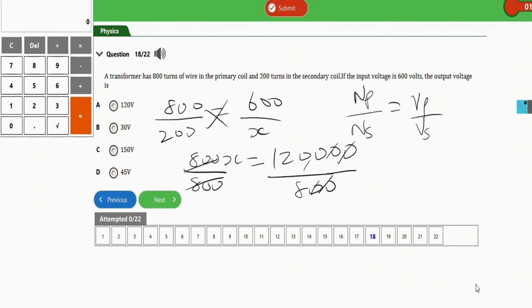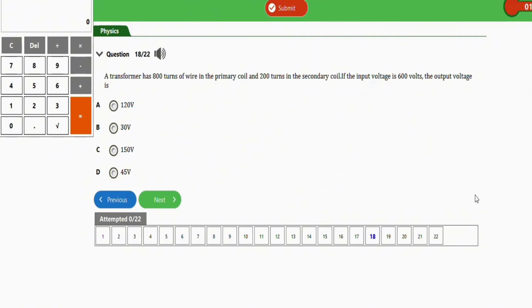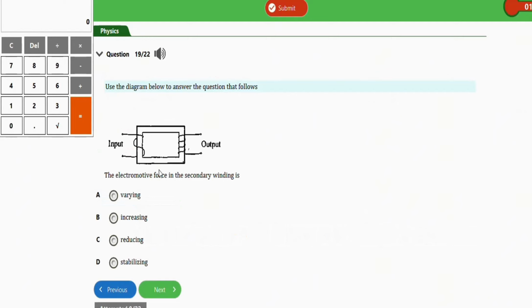So let's wipe this and solve the next repeated question. The next repeated question will be this one. It says the electromotive force in the secondary winding is: varying, increasing, reducing, stabilizing. The right option is option B, which is increasing. Take note of this particular question as well, guys.